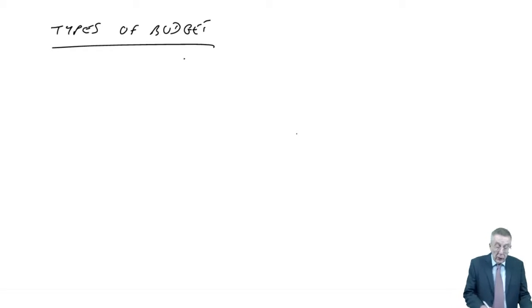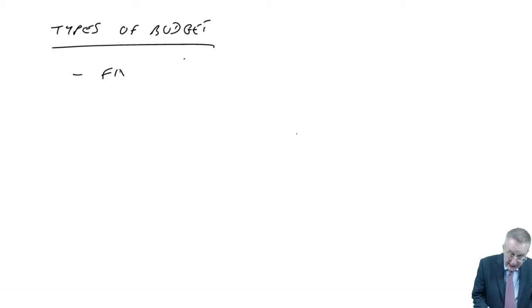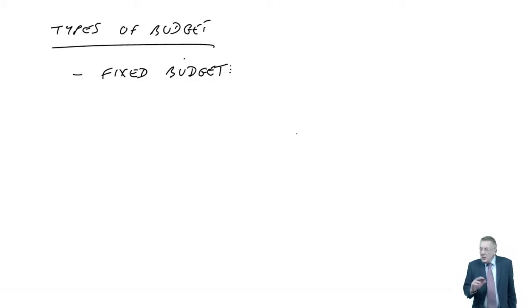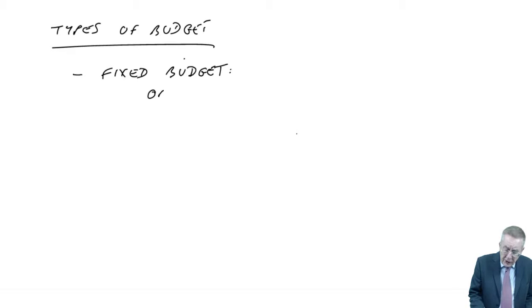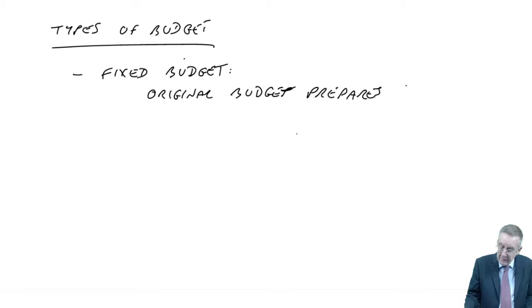First of all, the fixed budget. I'll explain the use of it shortly, but that's the original budget prepared usually for the coming year.